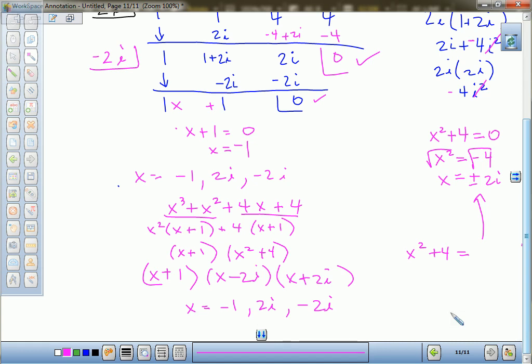Now, like I said, seldom do they factor that nicely. Okay.